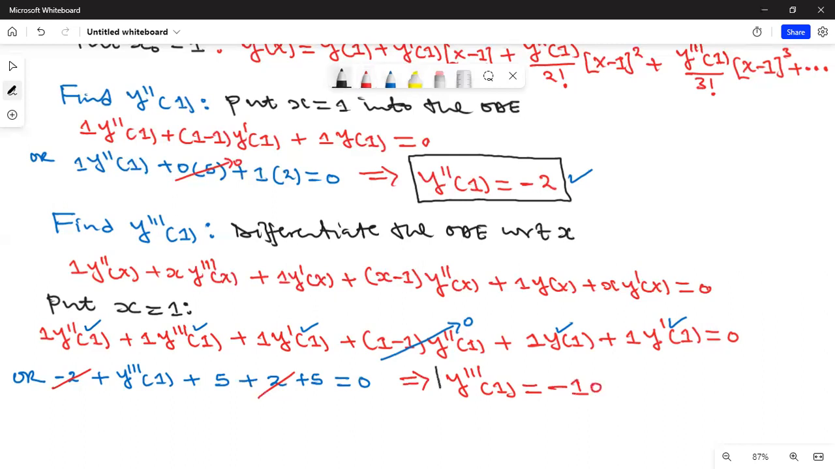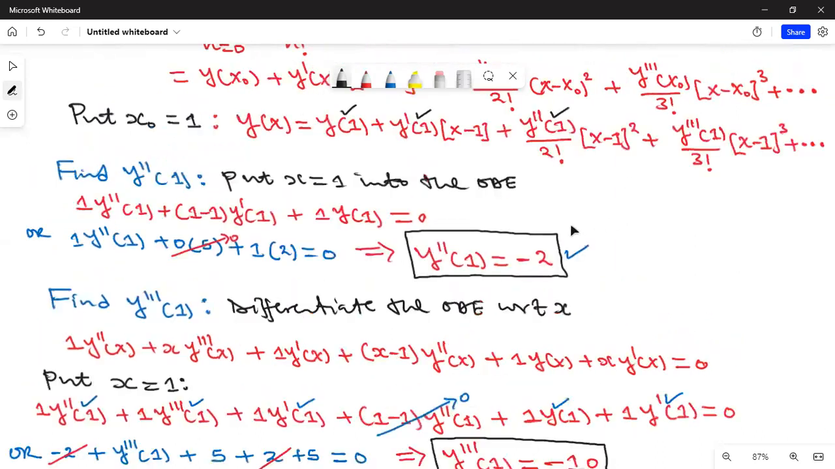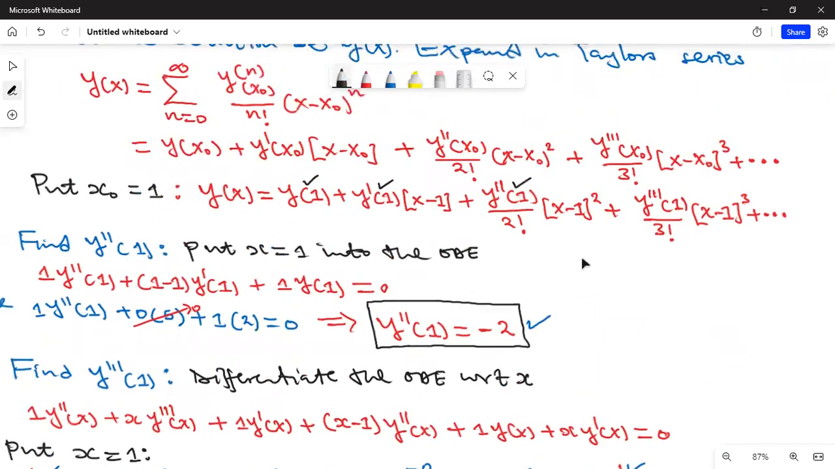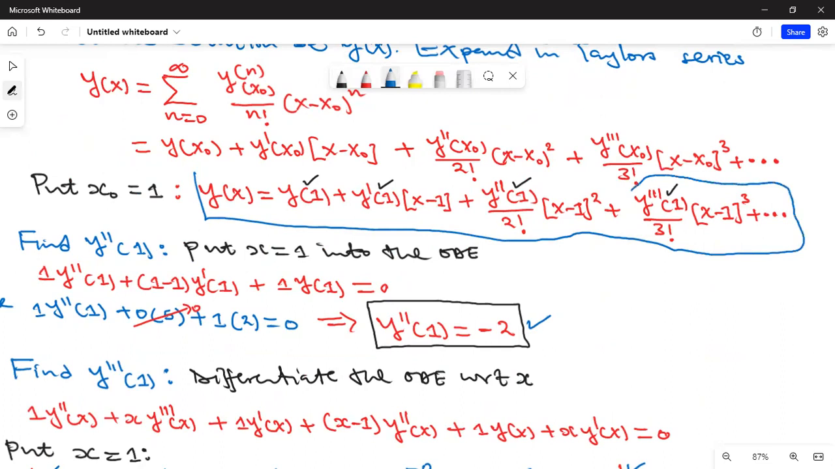So let me bracket this again. That's what we have. So now we have found all those derivatives, and so we need to replace them back into our given ODE. We need to replace it back into the solution. Our solution was this. I can bracket it. This is our solution. You can call it equation star, so that we replace all those constants into equation star.